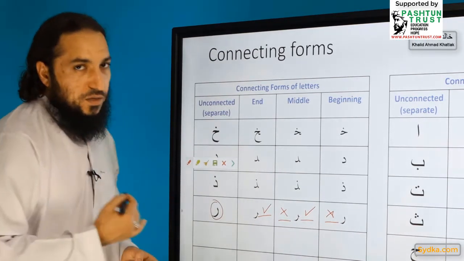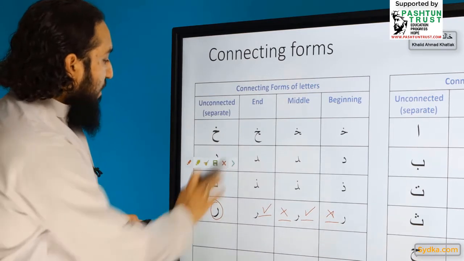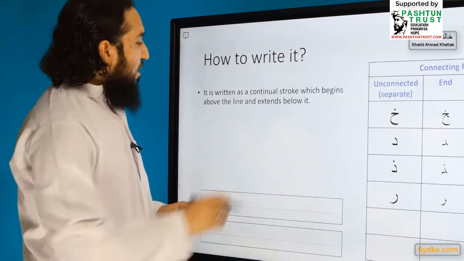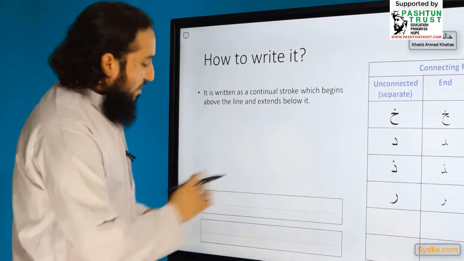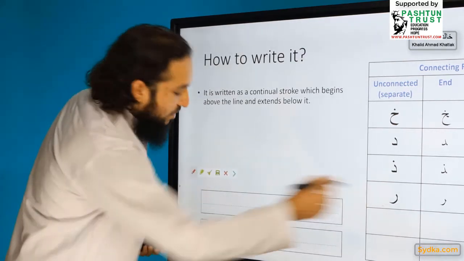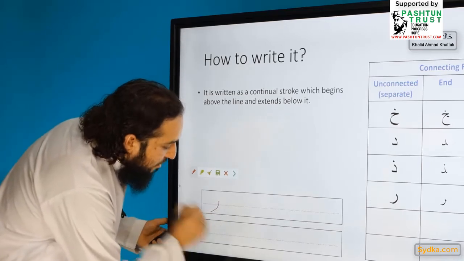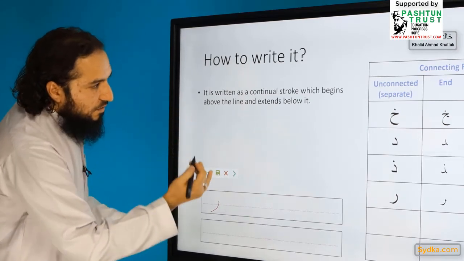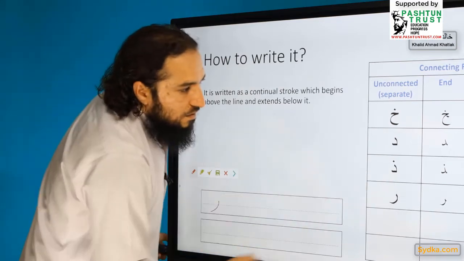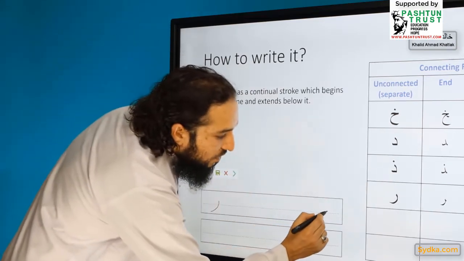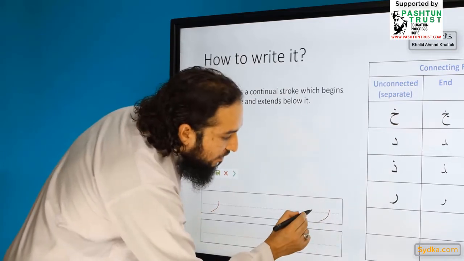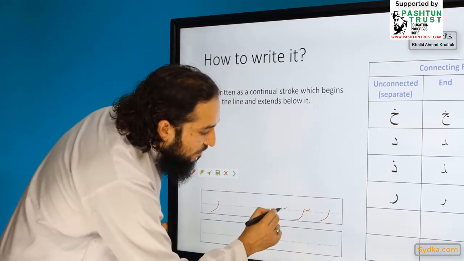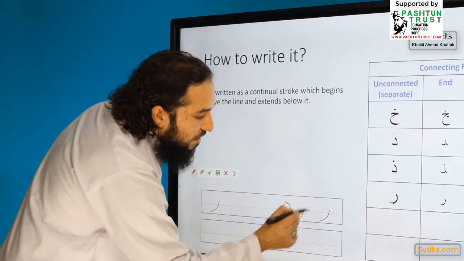When it is separately written, it looks like this. It is written as a continual stroke which begins above the line and extends below the line. Let me explain that practically. It starts from here, it comes here. It starts from above the line and extends below the line, and in all situations it is similar to that. In the beginning it looks like this, in the middle it looks like this, and at the end it looks like this.